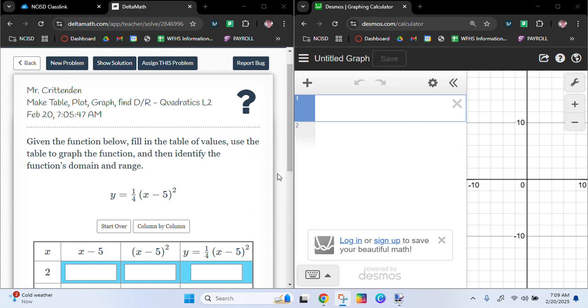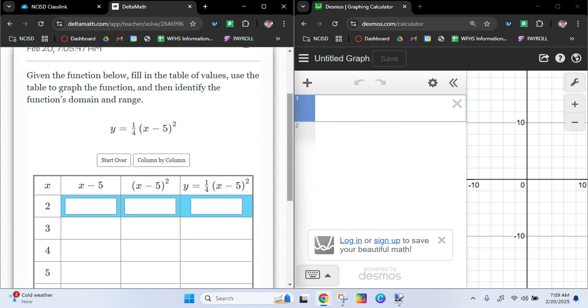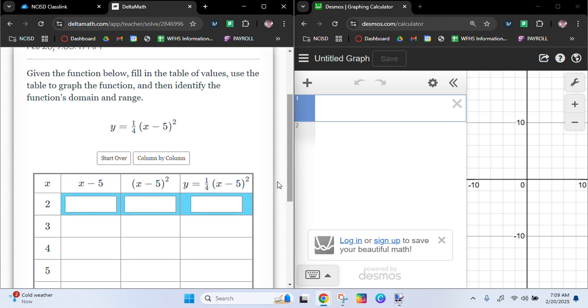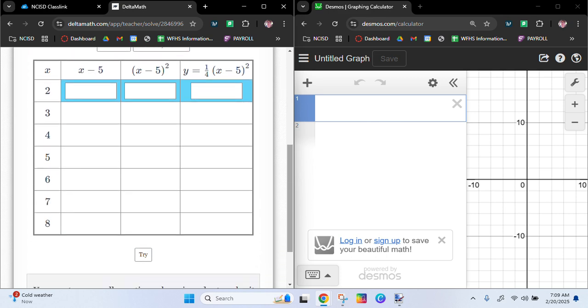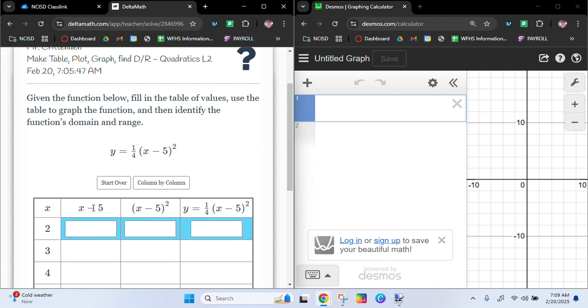So to start us off, I just want to give us some examples. This is going to tie heavily with your assignment today. In Delta Math, you're given a function, and you're asked to fill out this table of values. Now, if it was just a regular XY table of values, I would say the easiest thing to do, you can kind of cheat the system a little bit.